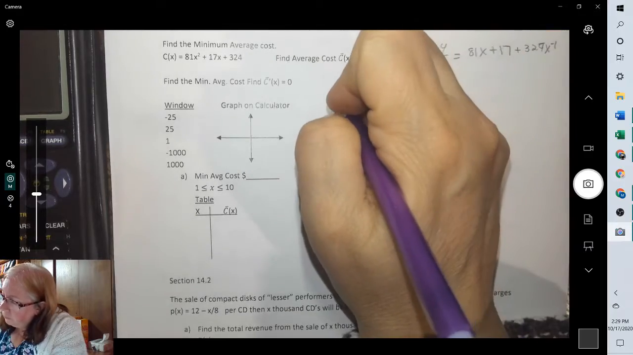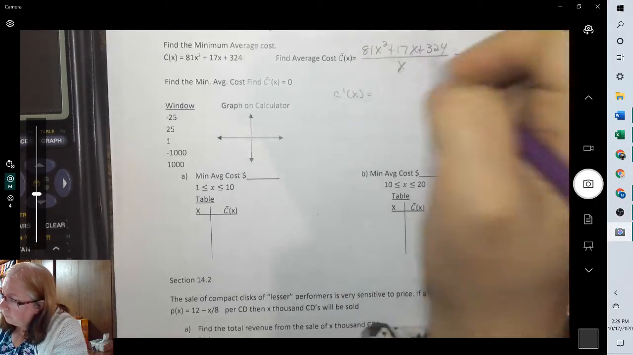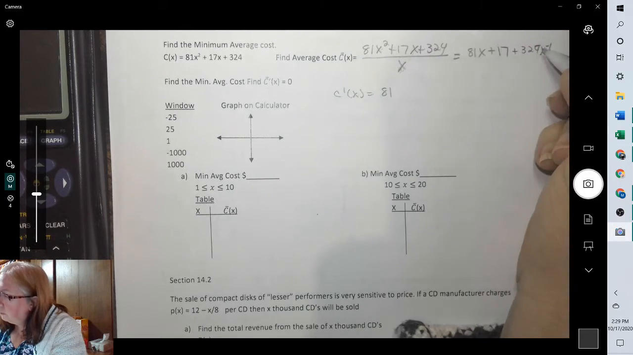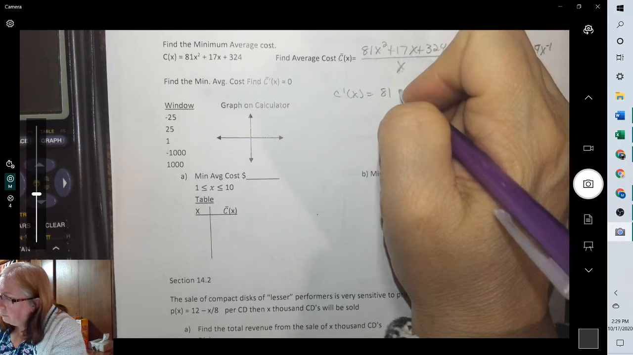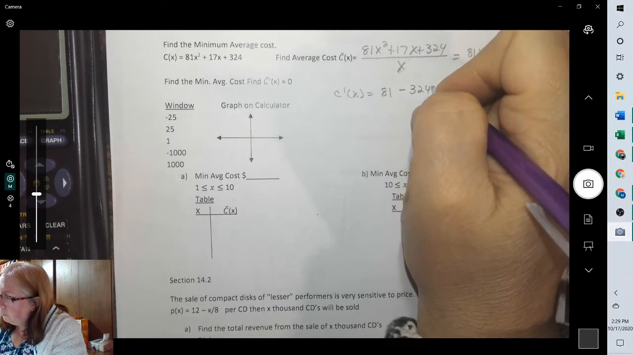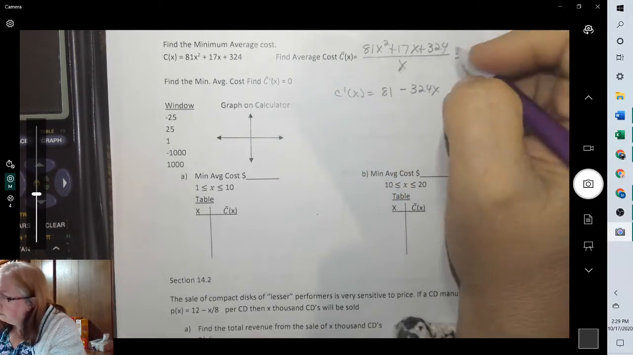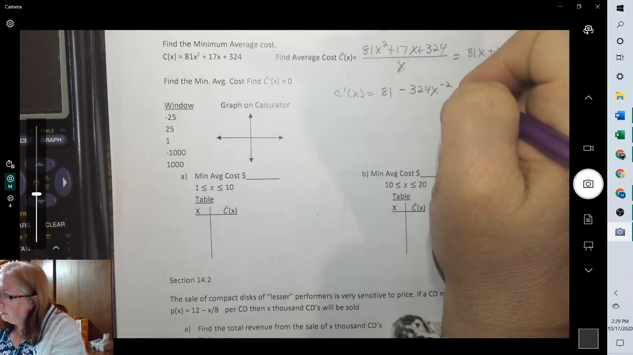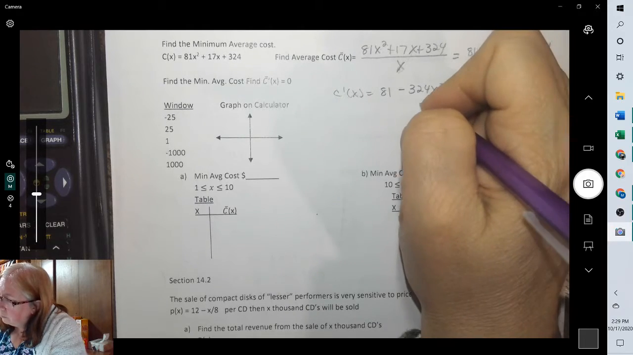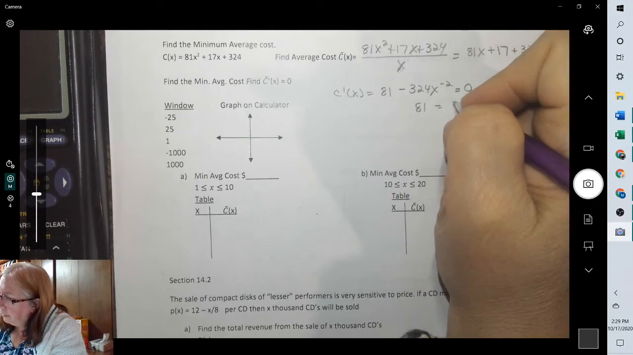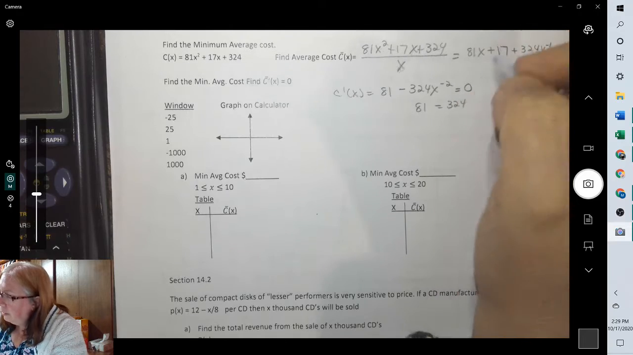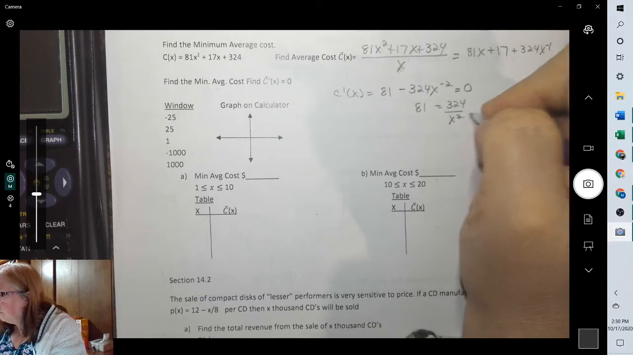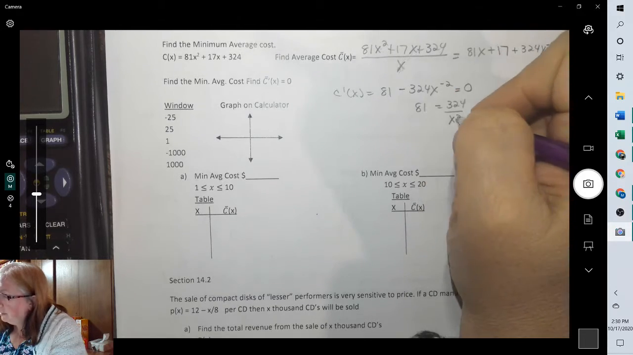So when we take the derivative, we get 81. This would be a negative 324x to the -2. We want to set that equal to 0. I'm going to add the 324 to the other side. At the same time, I'm going to move this back down to the denominator, because then I can multiply it to the other side.